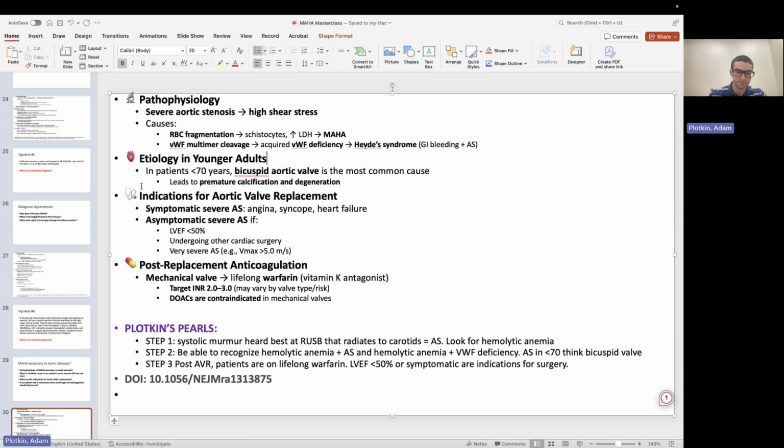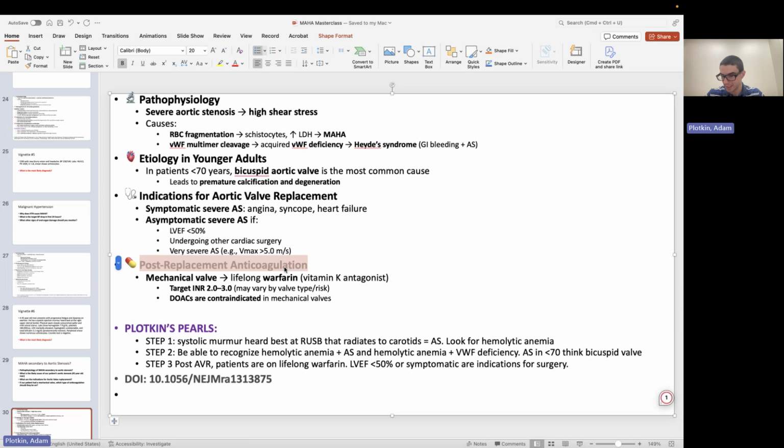Premature calcification. So the indications for aortic valve replacement: if they're symptomatic, it's our classic syncope, angina, heart failure, dyspnea picture. If they're asymptomatic but have severe aortic stenosis in which the left ventricular ejection fraction is less than 50%, they're planning on undergoing some other cardiac surgery, or their Vmax, the velocity max through the valve, is greater than 5. Those are all indications for aortic valve replacement.